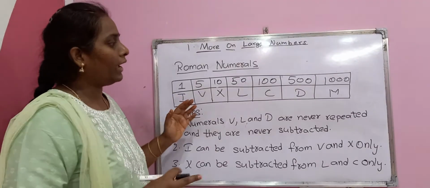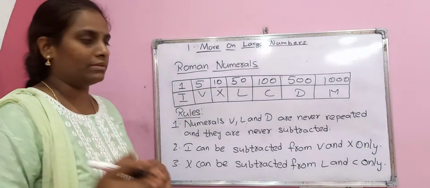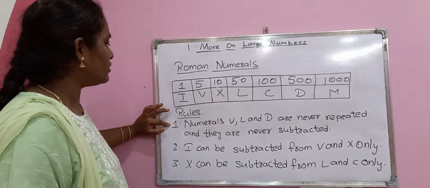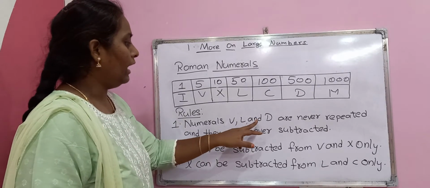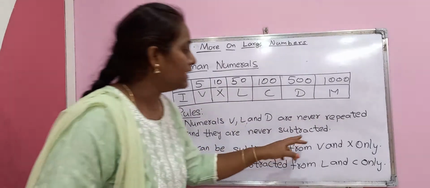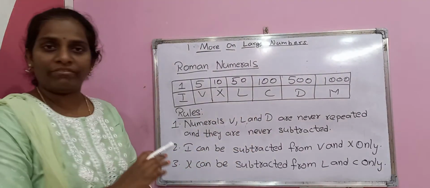To create other numerals, we have some rules. These are the rules, and this is the first rule. What is the first rule? Numerals V, L and D are never repeated and they are never subtracted. Okay? V, L and D are never repeated.